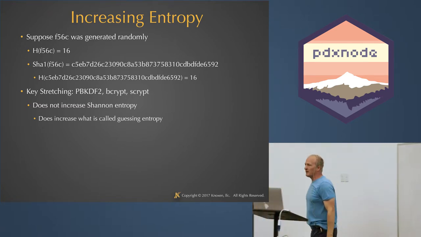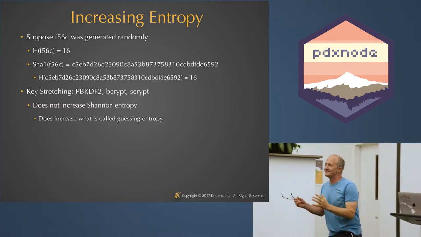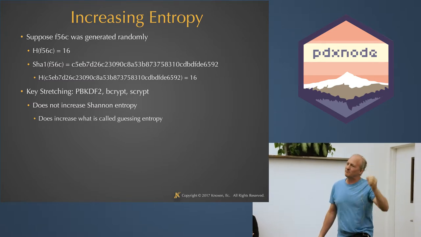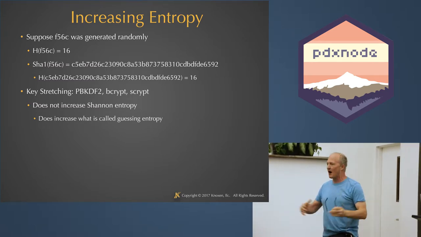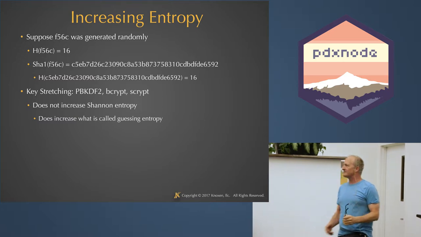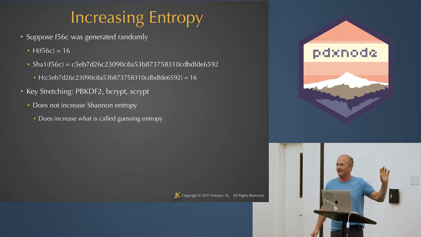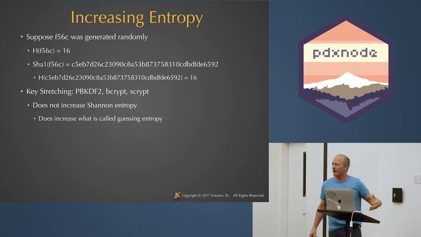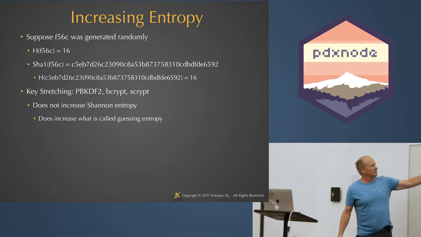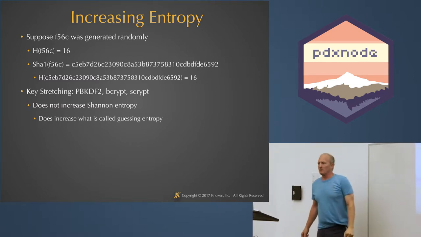If I look at the entropy of that long string, it's still 16, because the entropy is based upon what generated the randomness, not on the characters used. And that's a common mistake that people think they can take the hash of something and create more entropy. You can't. In general, what that really shows up is when people look at key stretching.